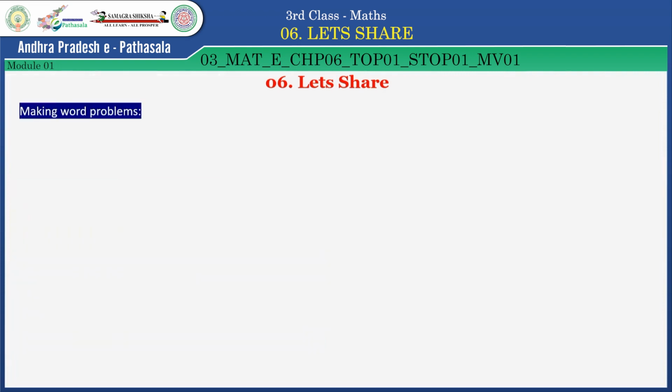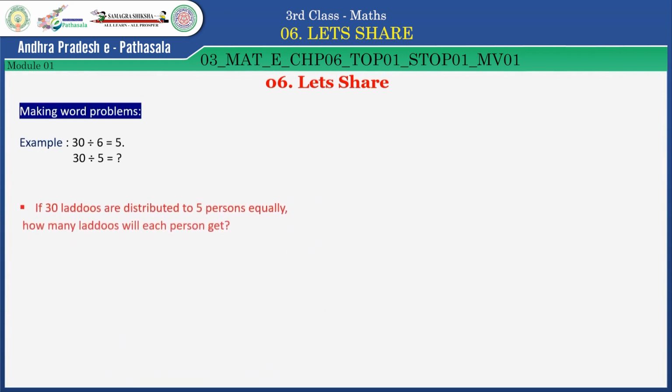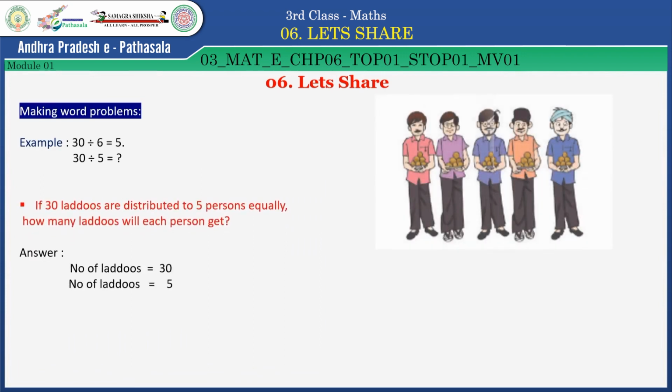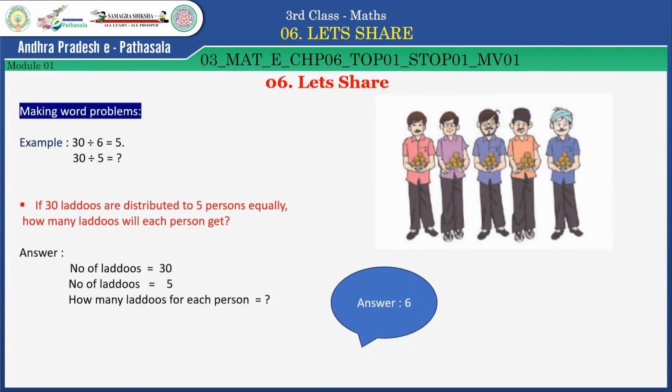Now we discuss making word problems. Here see the example. 30 divided by 6 is equal to 5. Then 30 divided by 5 is equal to how much? That is, if 30 laddus are distributed to 5 persons equally, how many laddus will each person get?